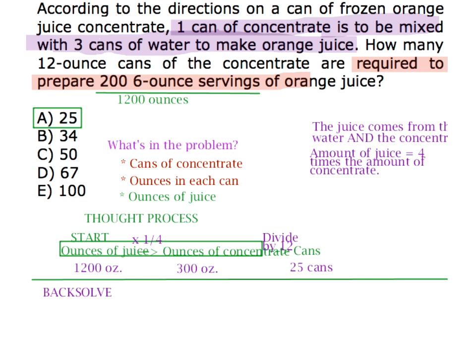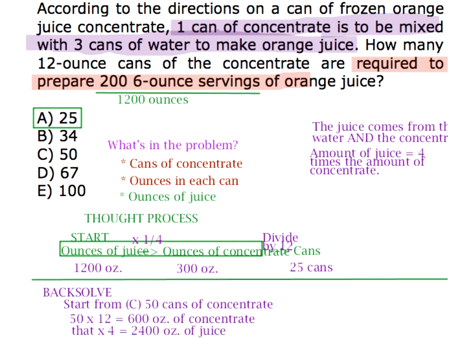So we still have to figure out the same relationship. Each can of that gives you 12 ounces, so 600 ounces of concentrate. And then that's times 4 for the juice, so that times 4 is 2,400 ounces of juice. Notice that's not too hard. And we don't even need to keep plugging, because this is exactly twice what we want. So that means the correct answer is just going to be half of 50, so 25 cans. So you can back solve, you can forward solve.